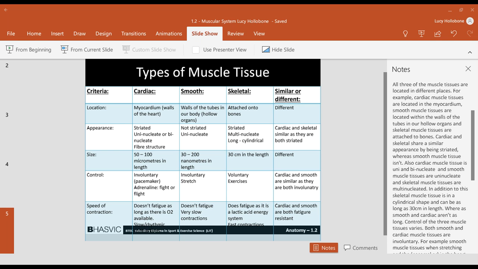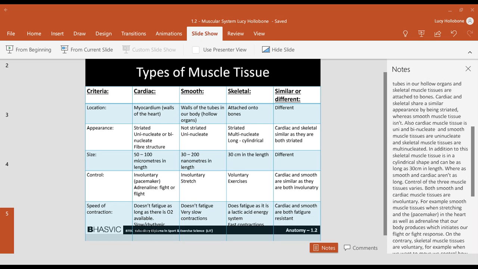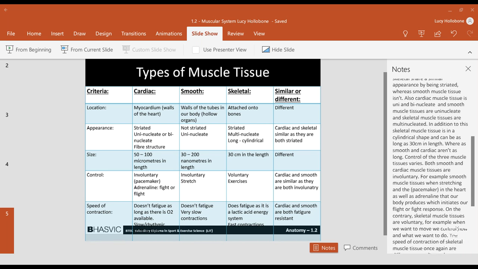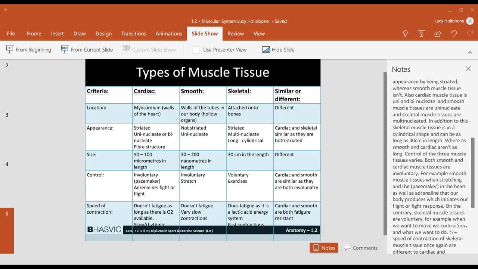In addition to this, skeletal muscle tissues are in a cylindrical shape and can be as long as 30 centimeters in length, whereas smooth and cardiac aren't as long because cardiac is 50 to 100 micrometers in length and smooth is 30 to 200 nanometers in length.